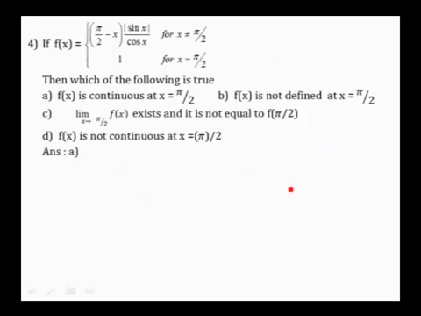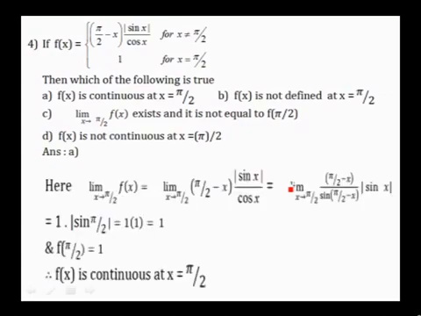Option is B. So this fourth problem is a very interesting problem. He has asked which of the following is true. So if you consider the limit of f(x) as x tends to pi by 2 of (pi by 2 minus x) times mod sin x over cos x. Try to write this cos x. So as it is, if you allow x to tend to pi by 2, this becomes 0, this is 1, and this cos pi by 2 is once again 0, so 0 by 0 form.